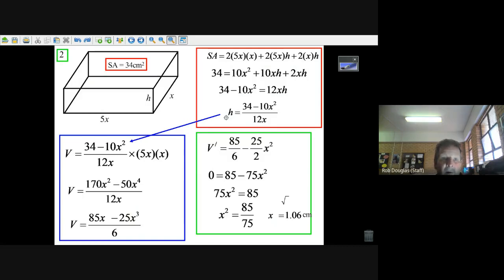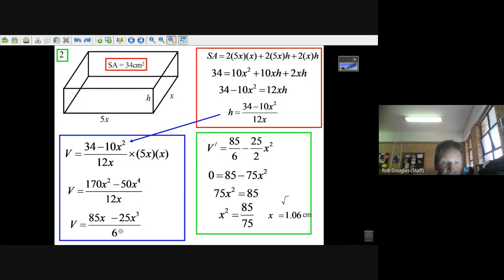Okay, now it's time for the volume, which is just the three sides multiplied together, x times 5x times the h part here. Okay, so it looks a little bit ugly, but this is all it is. We've got 5x squared gets multiplied by the 34 and the minus 10x squared. That makes 170x squared minus 50x to the fourth. There's an x that will cancel here. This is just going to be x squared divided by x is just x. X to the fourth divided by x is x cubed. We divide the top and bottom by 6, and at least we reduce it into a way of looking at the volume here. Okay. Well, now here's a weird trick.